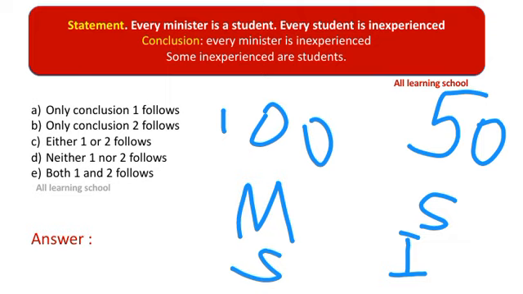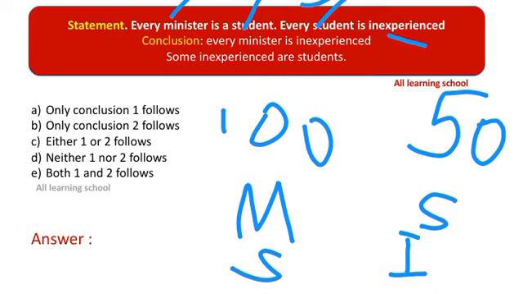Now look at the rule of merging. Here the common word is student. Common word is present. Now the second rule of merging, its income should be 100. In the second statement, look at the income of student. It is 100, so it can be merged. It has followed the merging rule. Now look at our third rule according to the income expense method. Look at the expense of the conclusion. Every minister is inexperienced. According to expense, in the first conclusion, minister's expense is 100 and minister's income is 100.